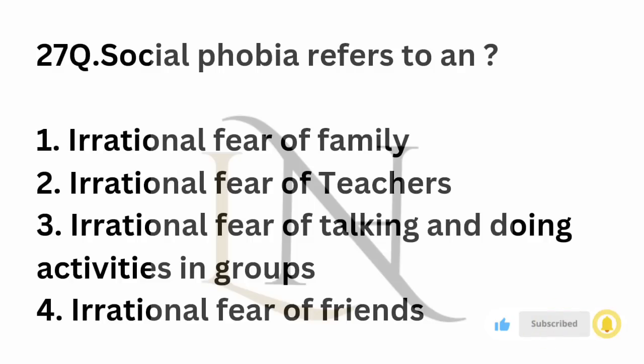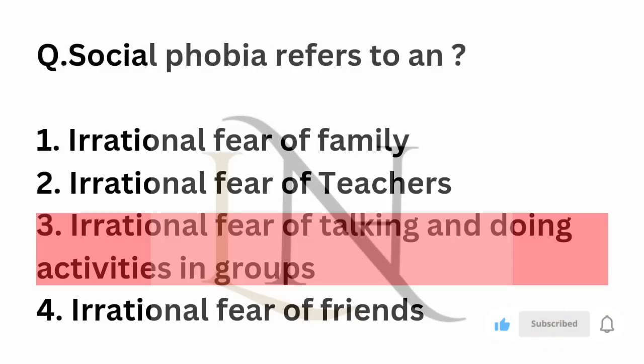Social phobia refers to: Option 1, irrational fear of family. Option 2, irrational fear of teachers. Option 3, irrational fear of talking and doing activities in groups. Option 4, irrational fear of friends. Correct answer: option 3, irrational fear of talking and doing activities in groups is called social phobia. Move to next MCQ.